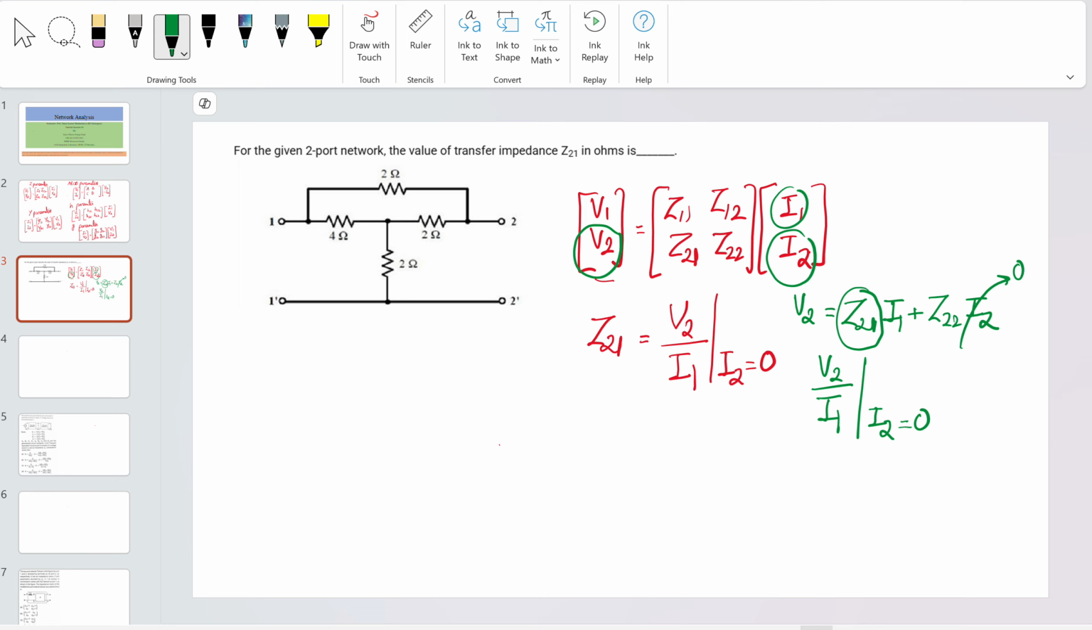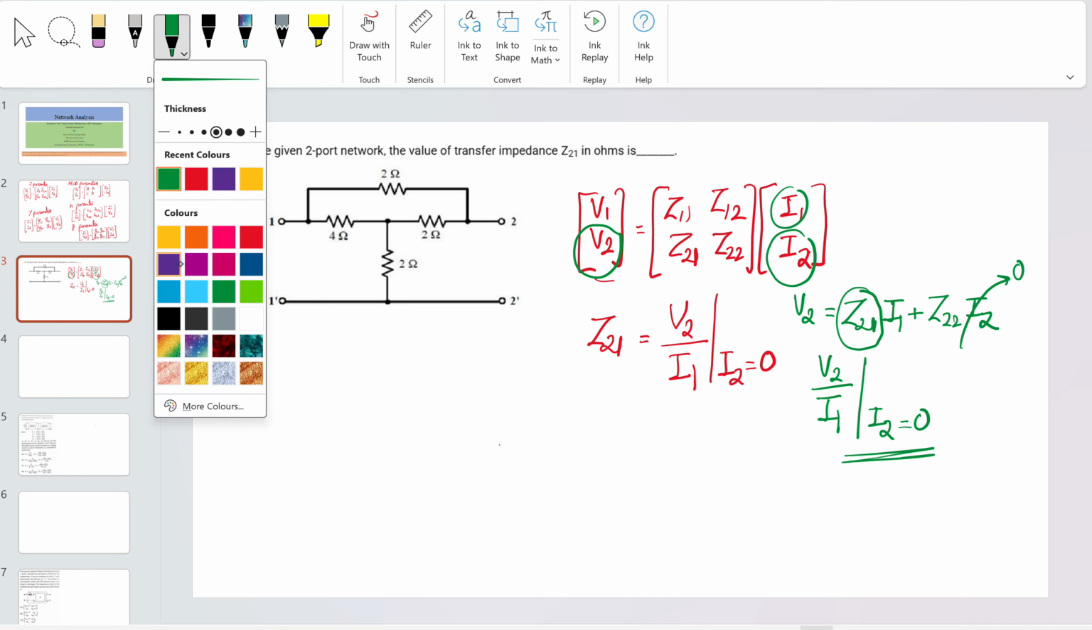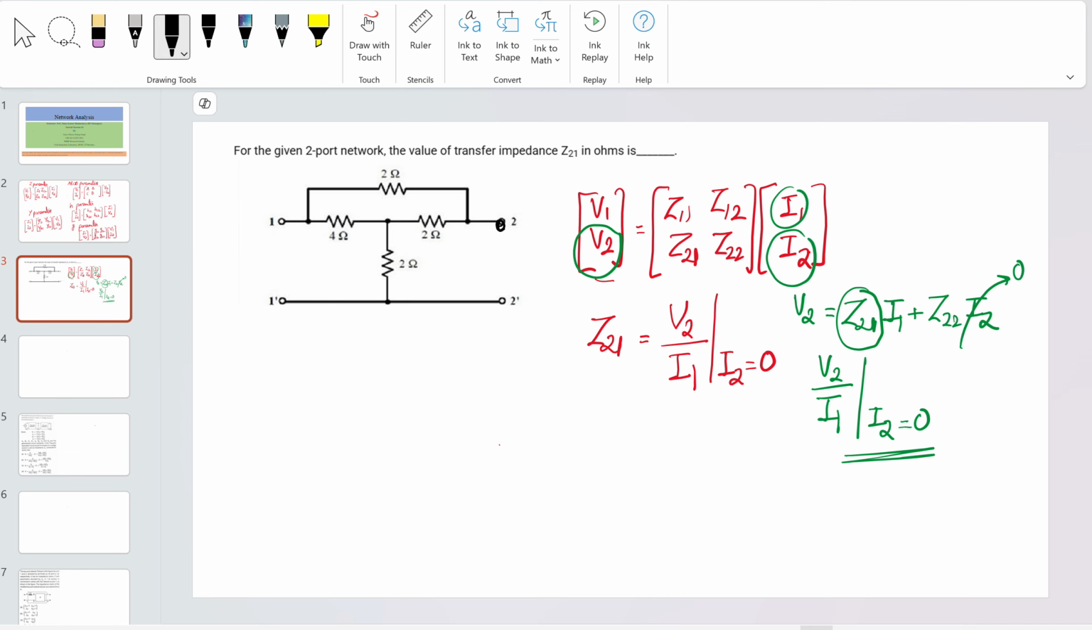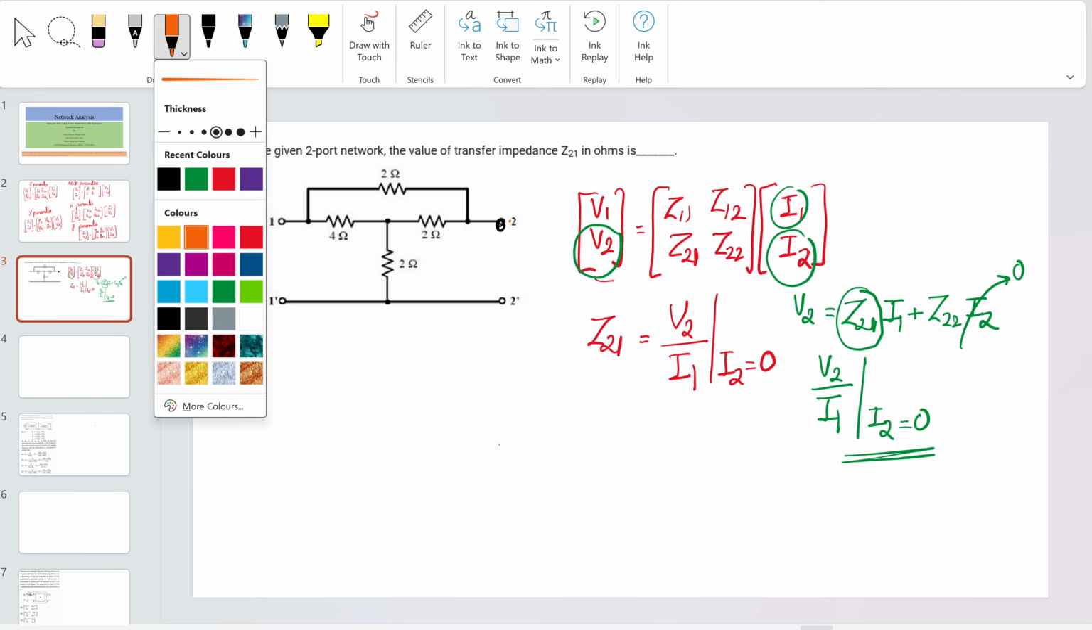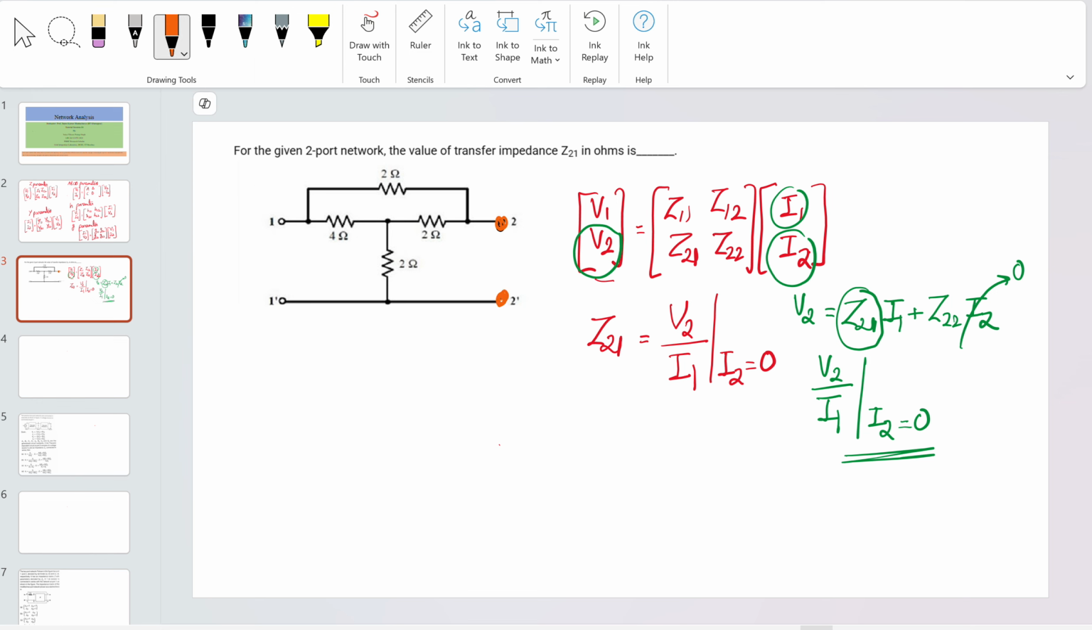It means that I2 is equal to 0 in this term, so this side port will be open circuited, and the current going into this port is I2 equal to 0. This is V2, this is V1, and this is I1, which is flowing into port 1. So this is port 1 and this is port 2.